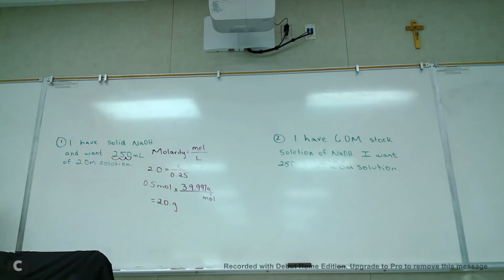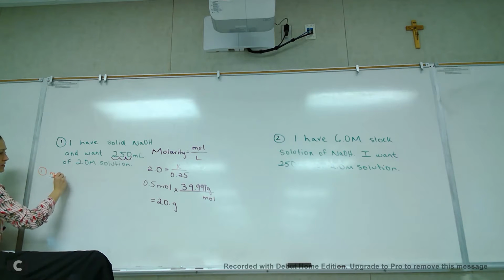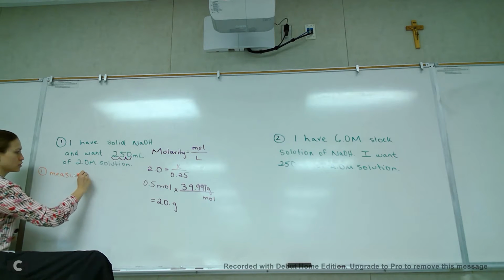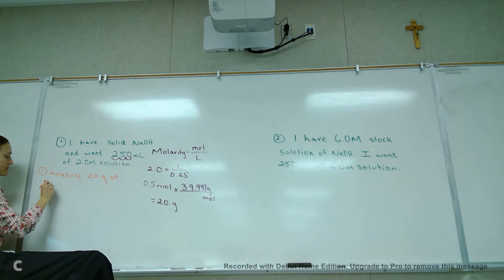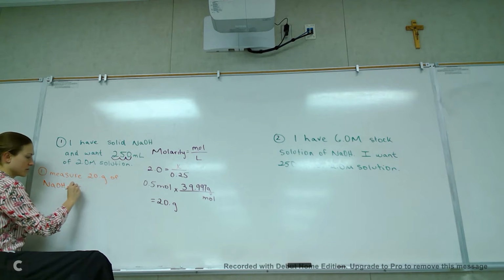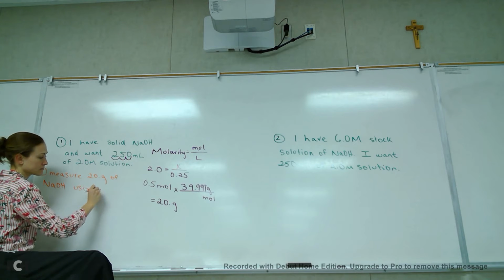All right, so let's talk about steps because the steps seem to be what are stressing people out. You need the point because that makes it 2 sig figs versus just 1. All right, so my first step, I'm going to measure 20 grams of sodium hydroxide using what? How do you find the mass? Scale. Good, using a scale.